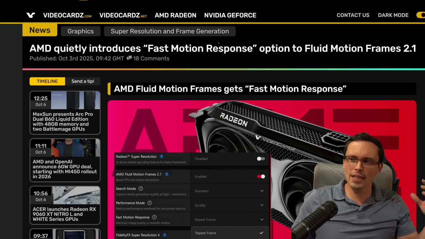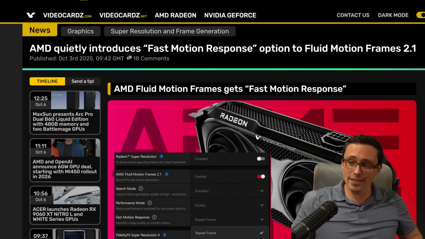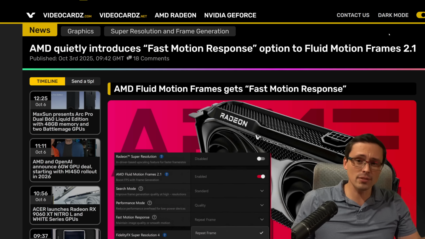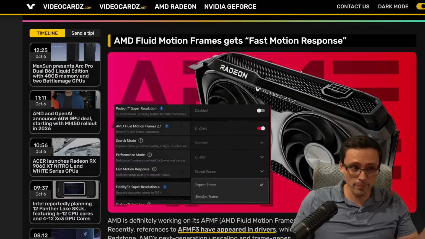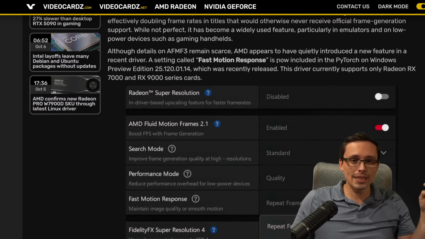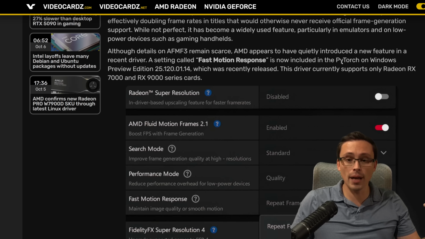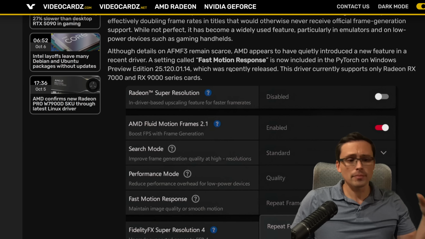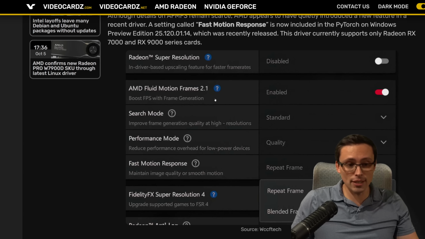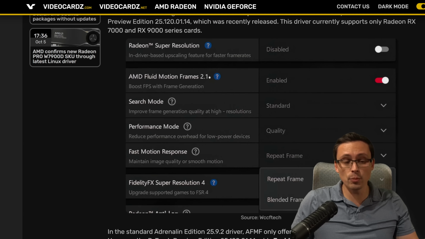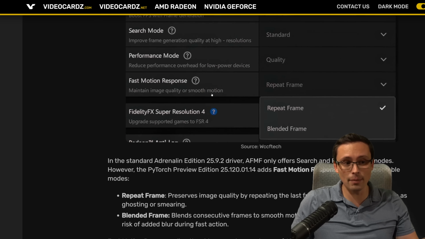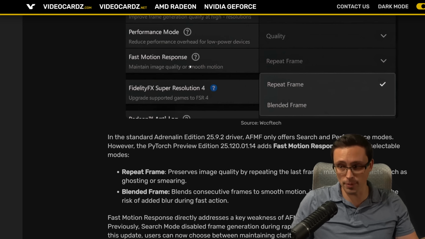So let's dig into this AFMF stuff, though, because I think this is pretty interesting. So first of all, AFMF 2.1 is now available if you're using the preview driver 25.120.01.14, which was originally touted as the driver to use to get PyTorch on Windows for Radeon cards. But if you use that driver, it looks like AFMF 2.1 is available with an update to fast motion response.